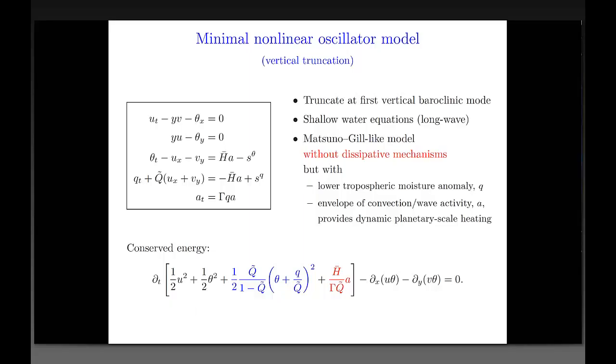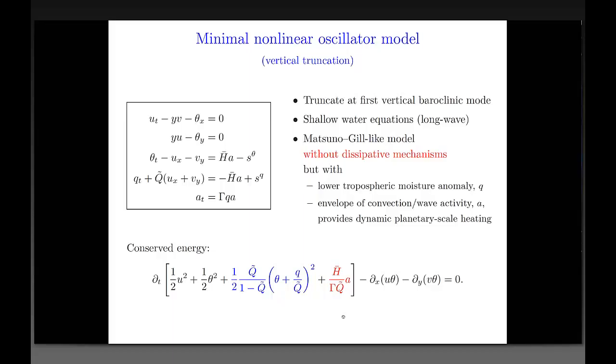There's a kinetic energy term, U squared, a dry potential energy term, theta squared, and then there are these two new terms, which I've put in color. So the blue one there is sort of a moist potential energy term involving both theta and Q. And this last term here is a little peculiar, but what it actually says is that part of this energy involves the convective activity A itself.